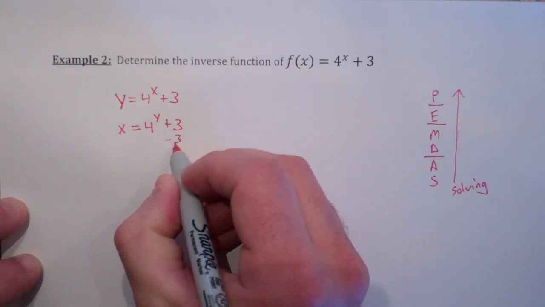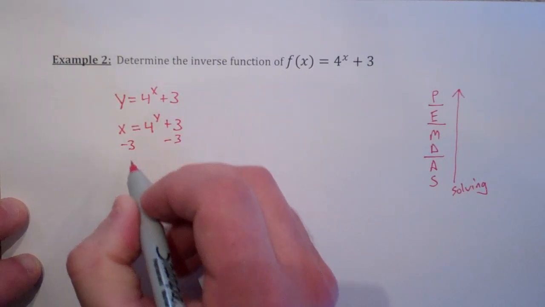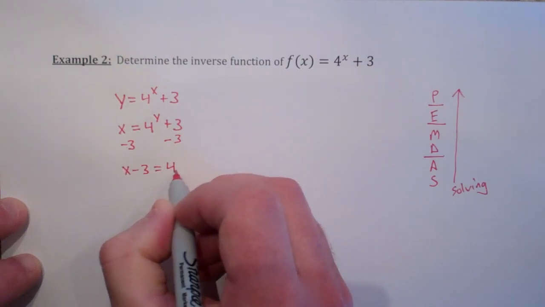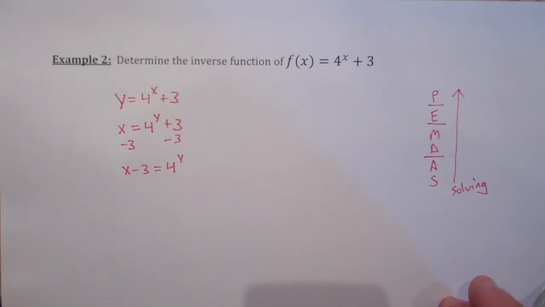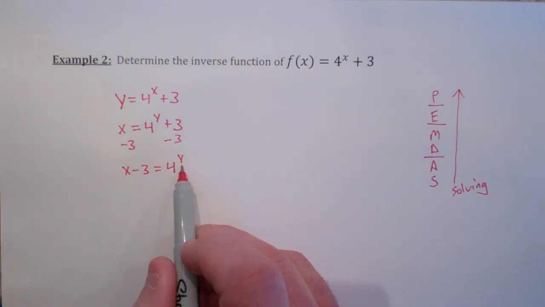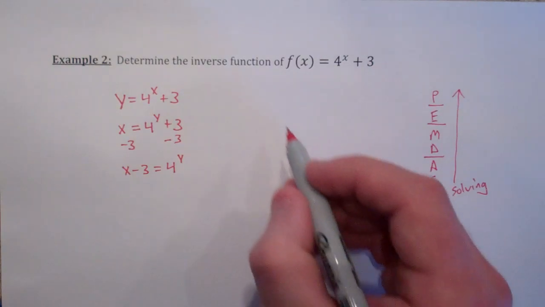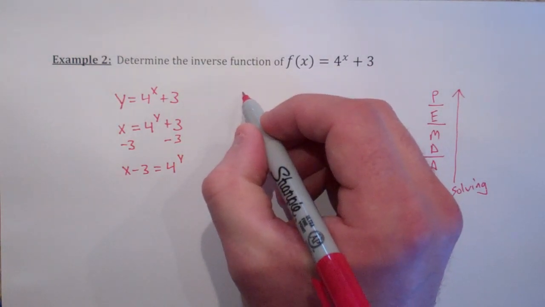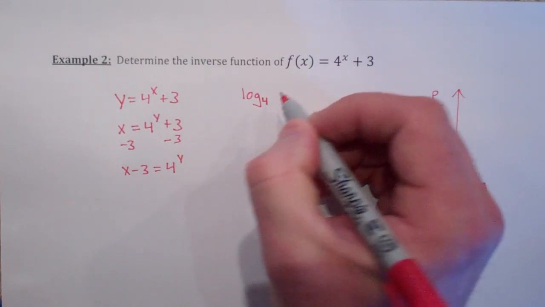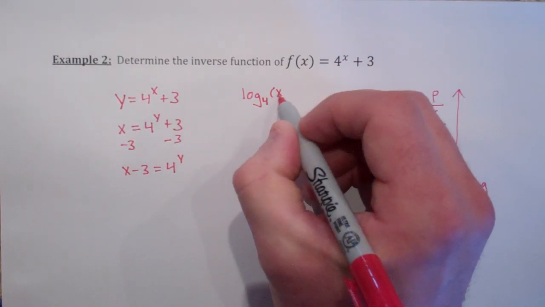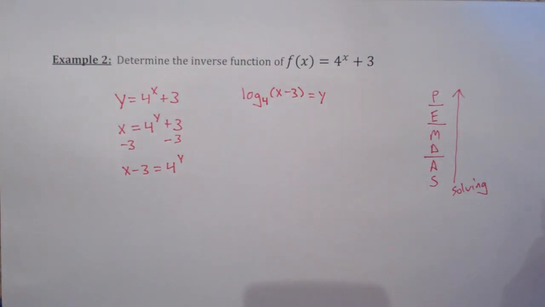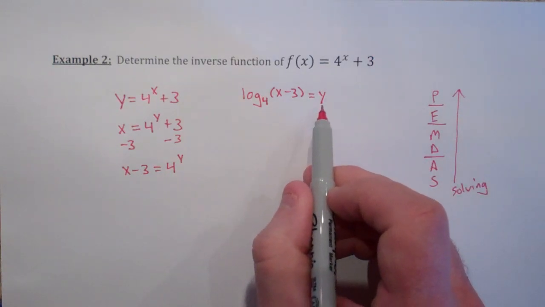To do that, I'll subtract 3 from each side. So I wind up with x minus 3 is equal to 4 to the y power. I now want to solve for this exponent position, and this is where a logarithm comes in handy. I'll write the next step up here on the right hand side. So I can write log base 4 of x minus 3 is equal to y. I've now successfully solved for that new y.